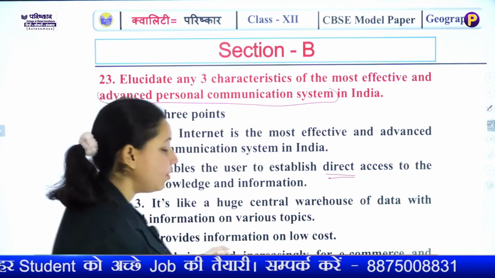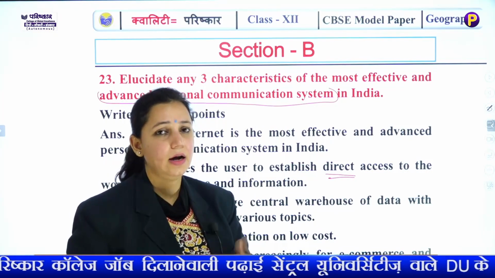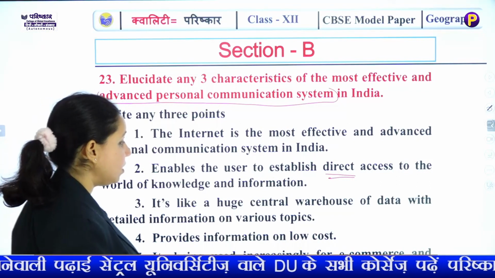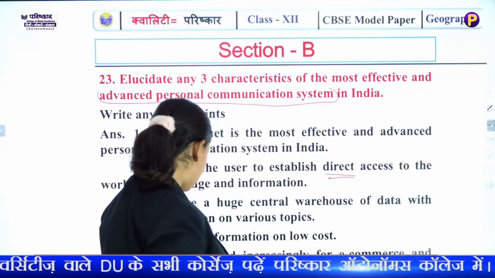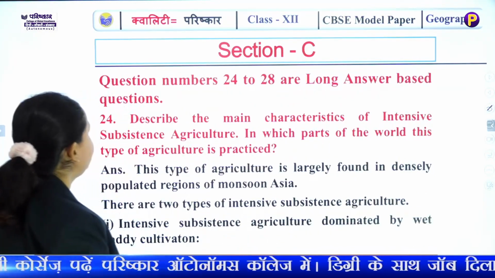The internet enables the user to establish direct access to the world of knowledge and information. It is like a huge central warehouse of data. It provides information at a very low cost. We know it provides data, knowledge and information at very cheap prices. It is being increasingly used for e-commerce and money transaction processes. So you can choose any 3 points and you can write.